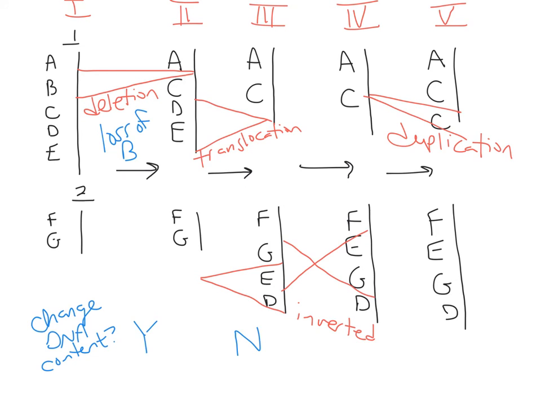The same is true for the inversion. These DNA sequences G and E still exist after the inversion, they're just in a different order. So inversions don't usually cause a change in DNA content. Finally, a duplication, as its name suggests, increases the amount of DNA in a cell.